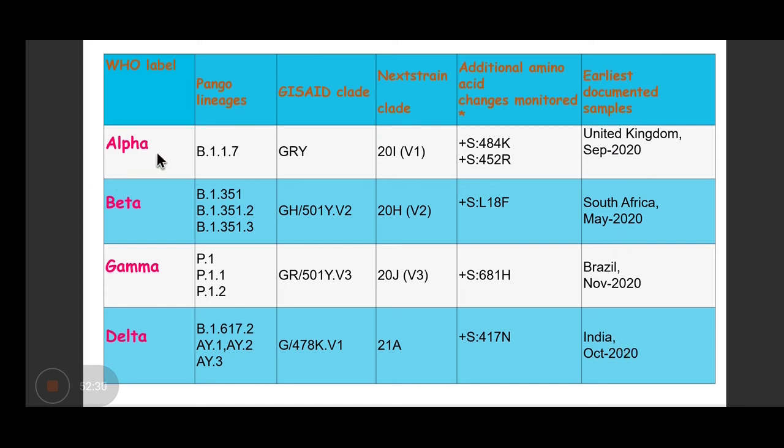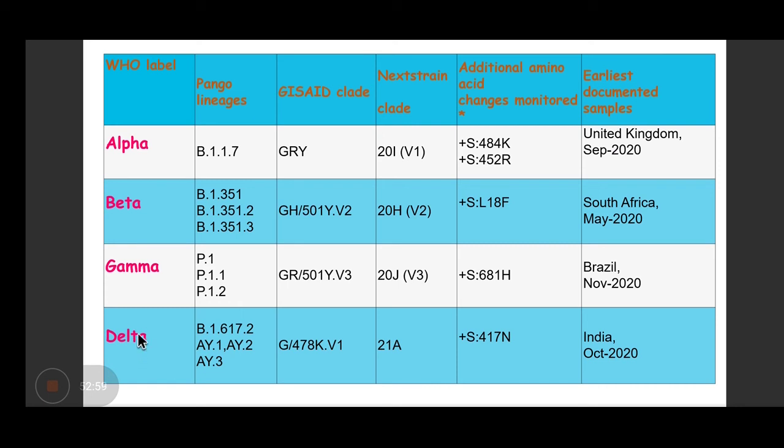So WHO has given them names such as alpha, beta, gamma, delta. Alpha is the one earlier known as the UK variant. Beta is the one earlier known as the South Africa variant. Gamma is the one earlier known as the Brazil variant, and delta is the one earlier known as the Indian variant.